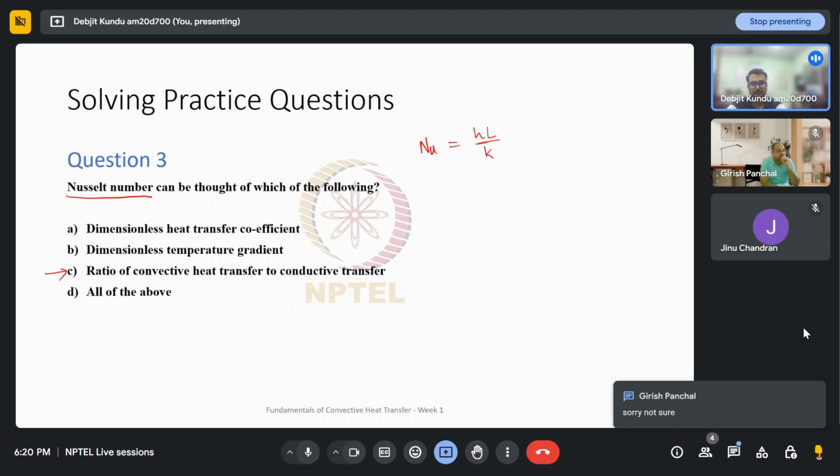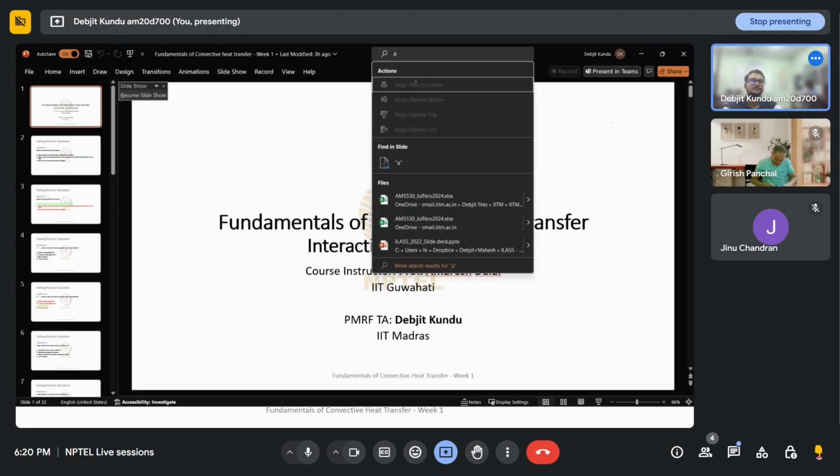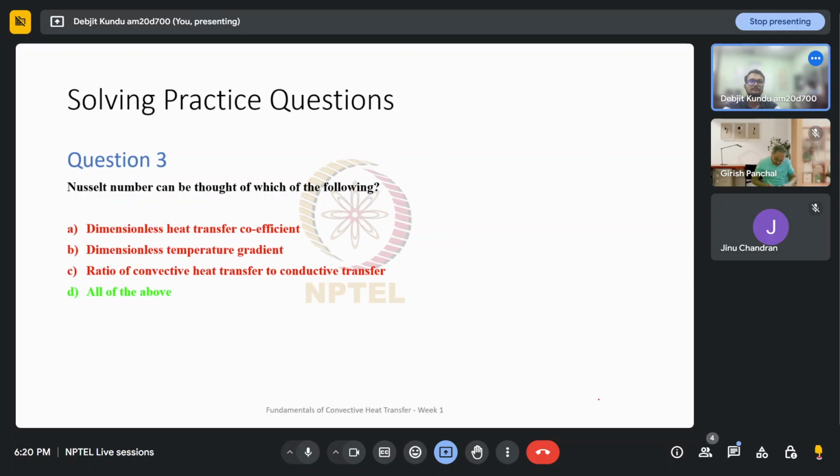Okay, so let's take a look at the solution. It is actually option D, all of the above. So that means all these three statements are correct. Let's go through them one by one. So option A says that it should be a dimensionless heat transfer coefficient.